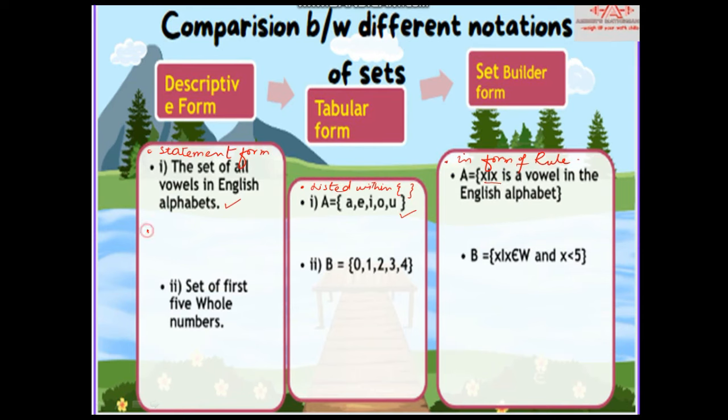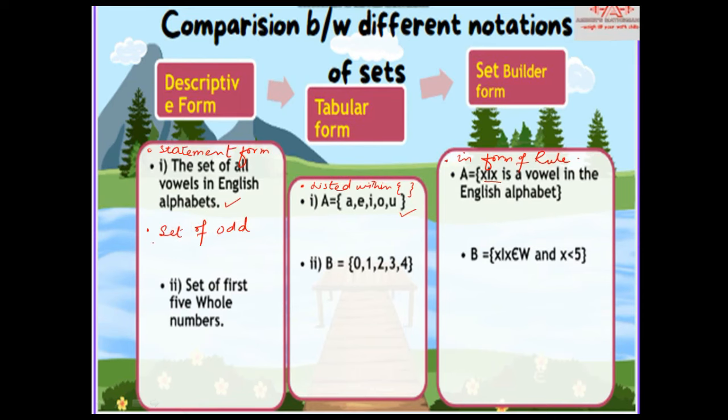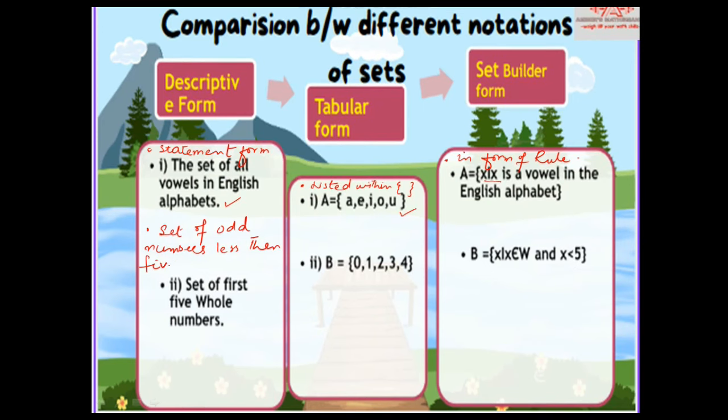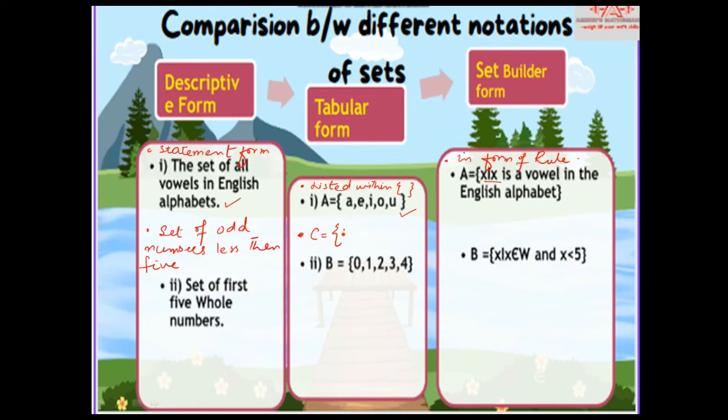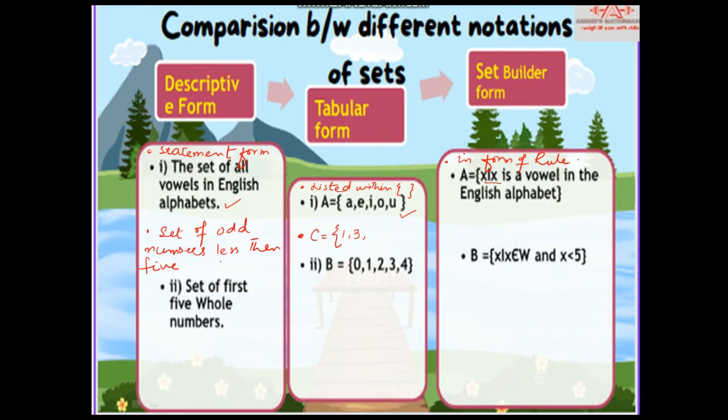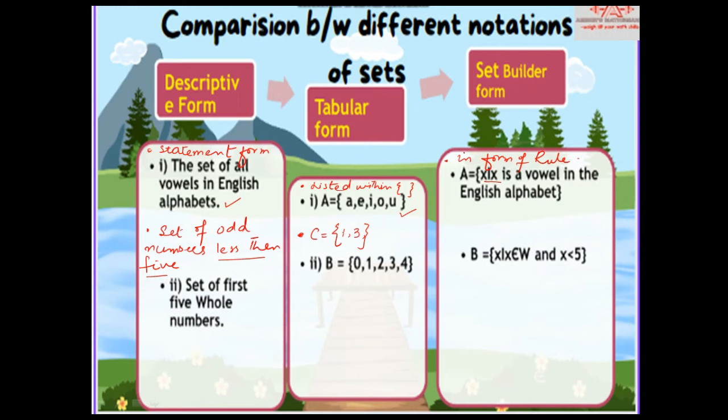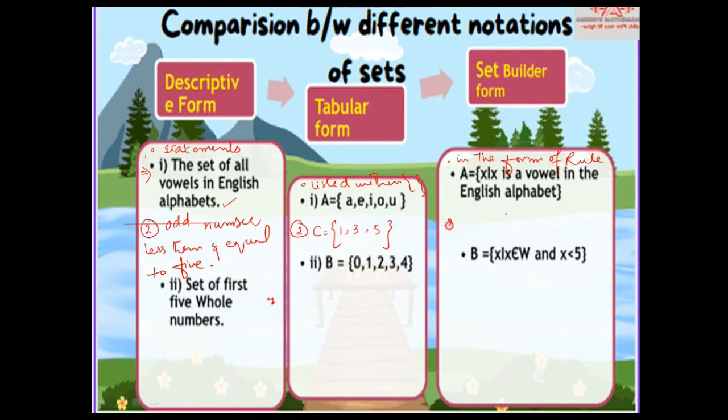Another example, set of odd numbers less than 5. Whenever we are going to write it in tabular form, it will be C is equal to, odd numbers are starting from 1 and 3 is an odd number, but 5 will not be coming as it is less than 5. So we have to enclose it. We have listed down the elements within curly braces.